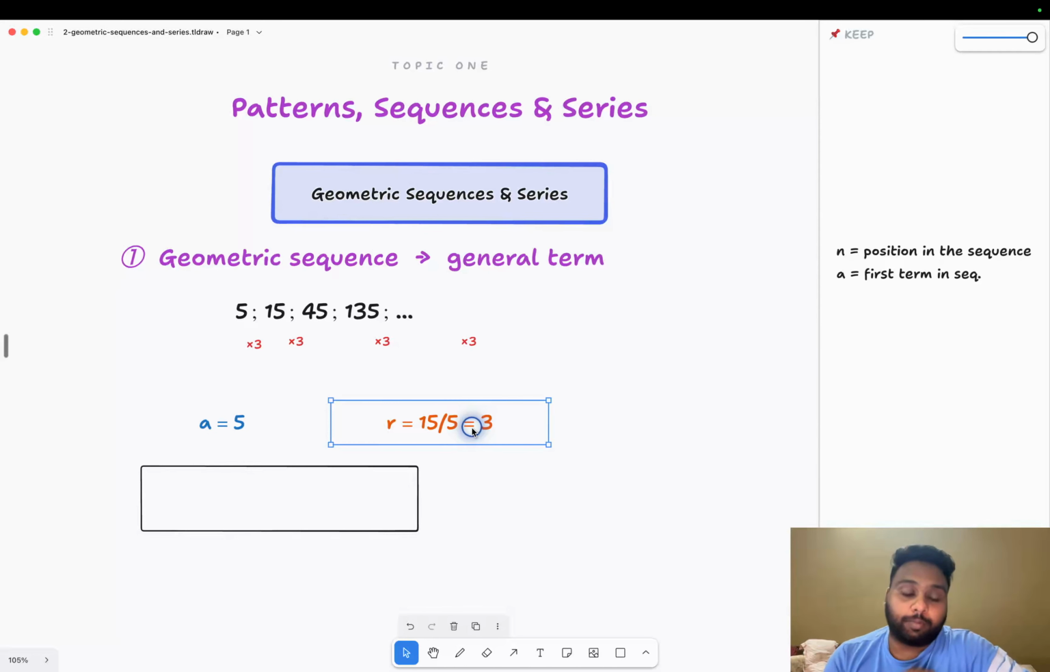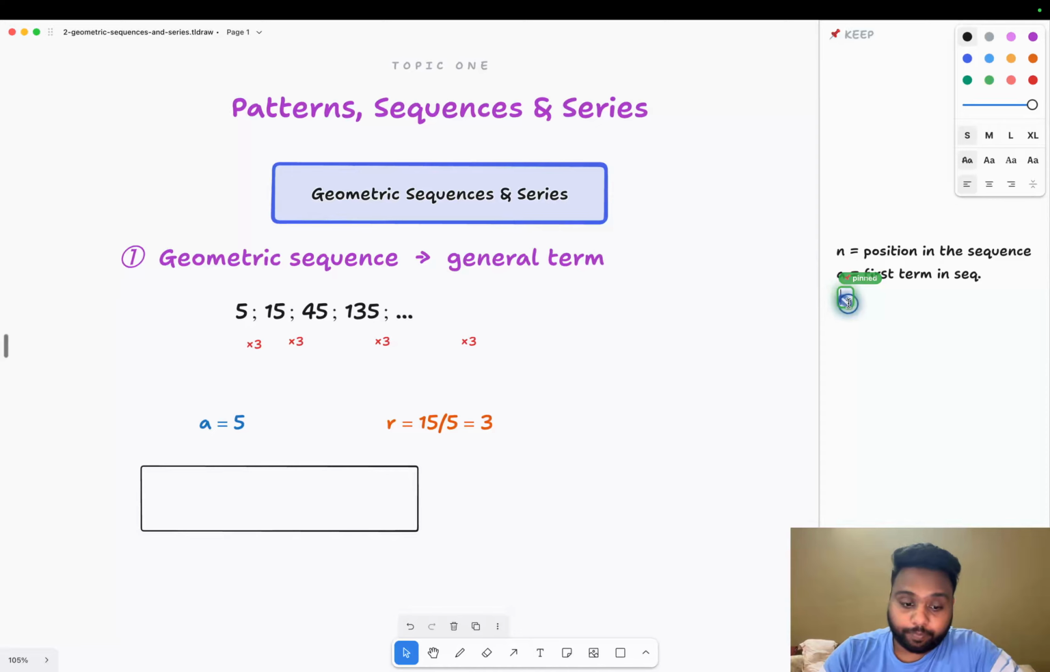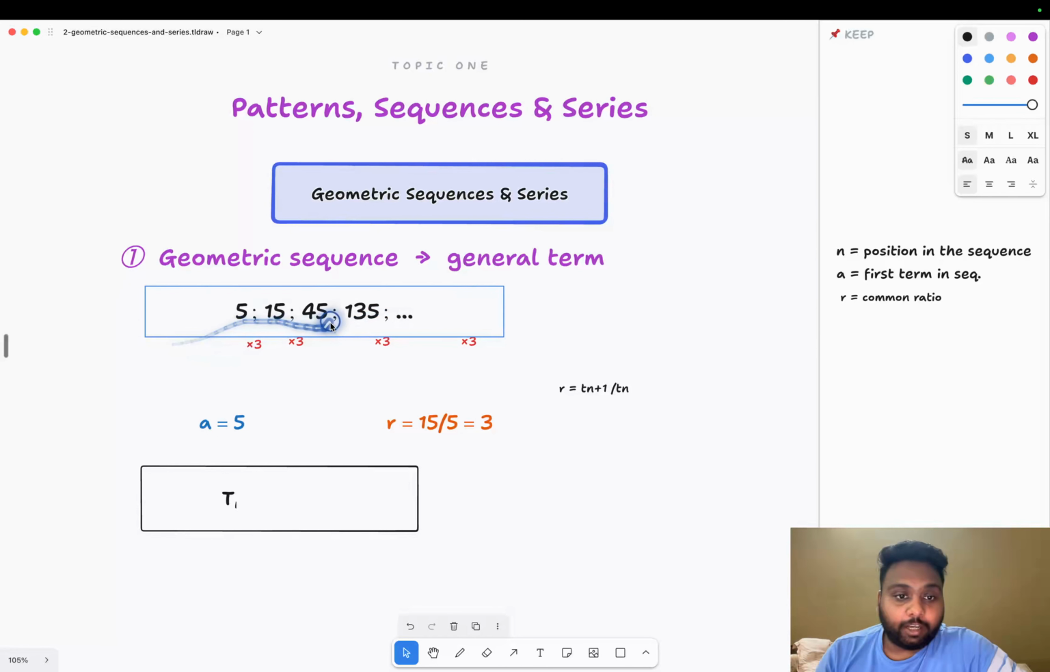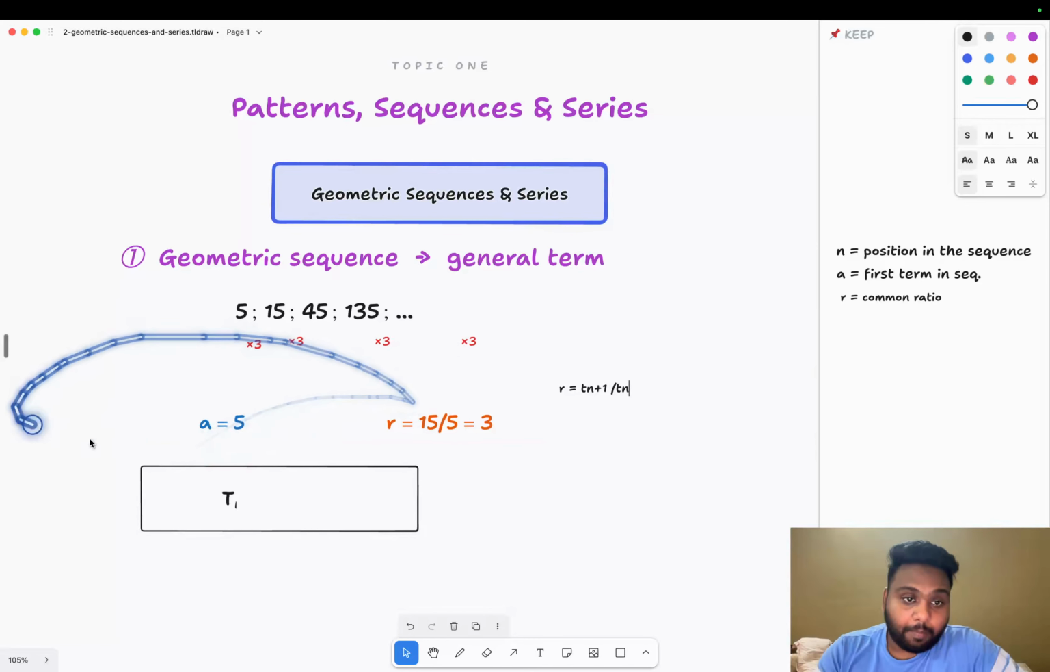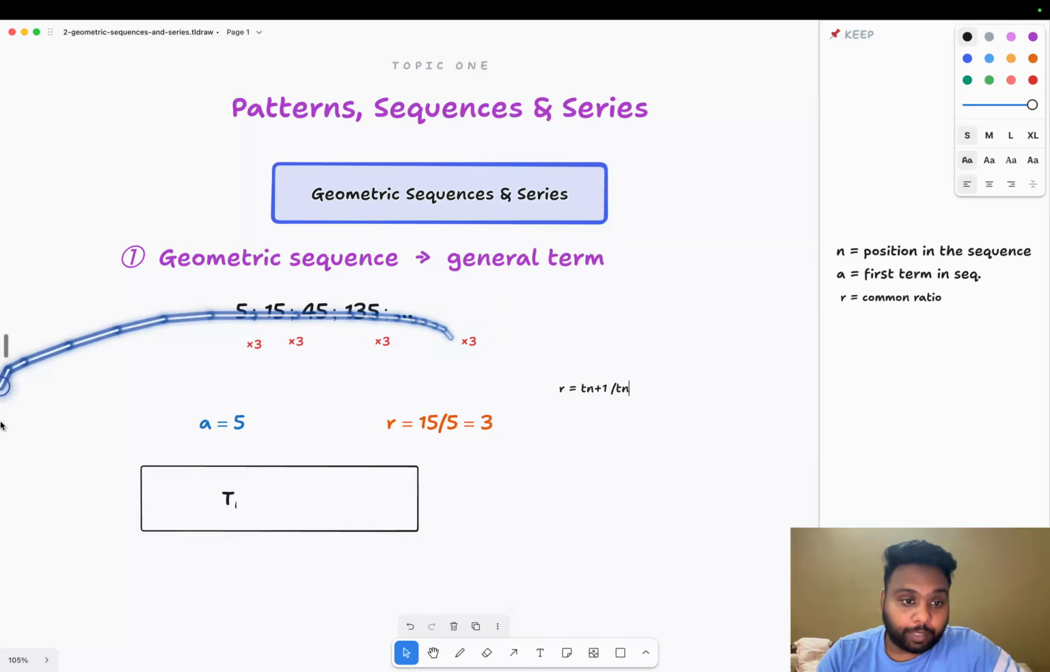So in the case of arithmetic series, we had D, which was the common difference. Each term was derived by adding the common difference to the previous term. In the case of geometric sequences, we have the common ratio, which is written as R. R is derived by dividing T of n plus 1 by T of n. Take any term and divide it by the term before it. And if the ratio is constant, then we know we have a geometric sequence on our hands. Based on this, we are going to derive a general formula for our geometric sequences.